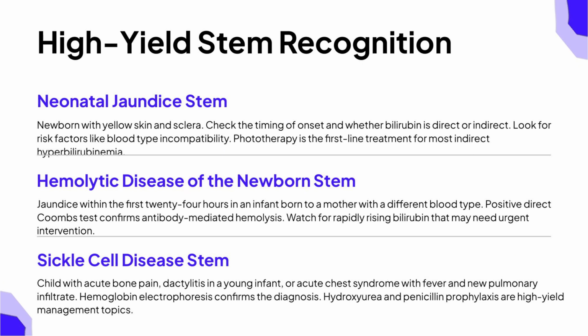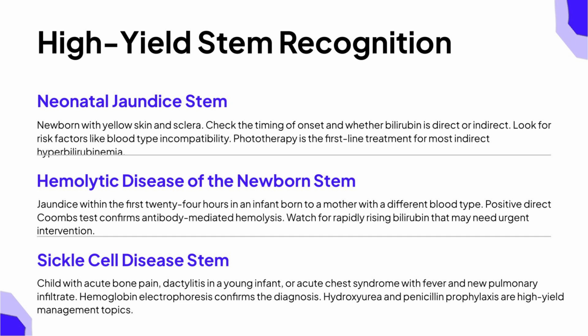Now let us go through high-yield stem recognition for pediatric hematology. For neonatal jaundice, the classic stem is a newborn with yellow skin and sclera. Your first step is always to check the timing of onset and determine whether the bilirubin is direct or indirect. Phototherapy is the first-line treatment for indirect hyperbilirubinemia. For hemolytic disease of the newborn, the key trigger is jaundice within the first 24 hours in an infant with a blood type mismatch from the mother. The direct Coombs test confirms that maternal antibodies are attacking the baby's red cells. Watch for a rapidly rising bilirubin that may require urgent intervention.